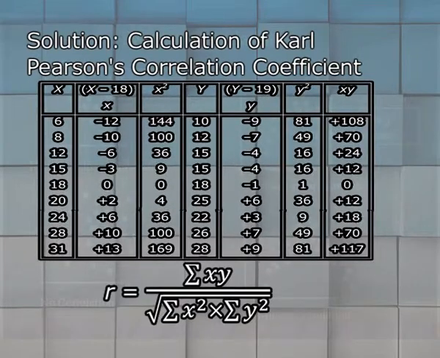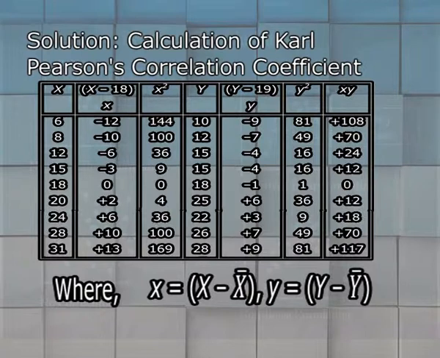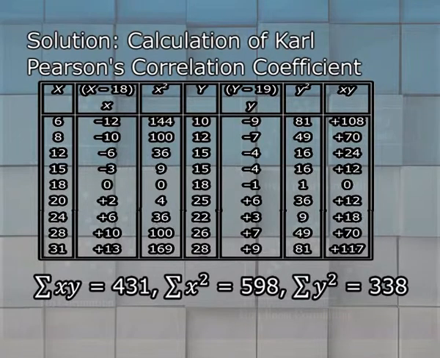So we're using the formula again, r equals sigma xy divided by the square root of sigma x square into sigma y square, where again small x is equal to capital X minus x bar and small y is equal to capital Y minus y bar. So we know that we can calculate from the table that sigma xy is equal to 431, sigma x square is equal to 598, and sigma y square we have calculated as 338.